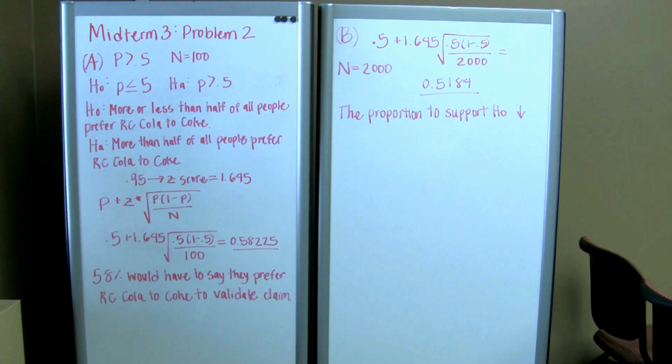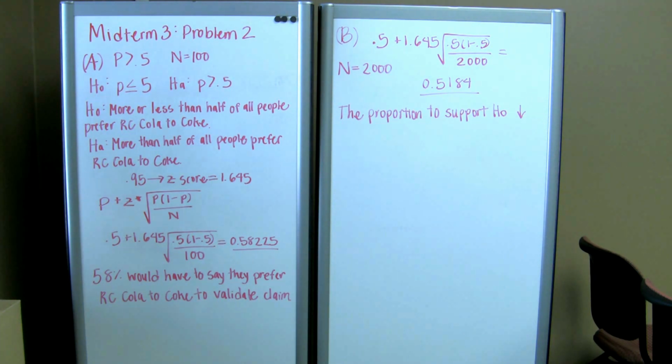This is the solution to problem 2 from the third midterm. In this problem, in a blind taste test, 100 subjects were given a taste of Coke and a taste of RC Cola and asked which they prefer. The study is conducted by RC Cola, and they would like to determine if there's a reason to believe that people prefer RC Cola to Coke.